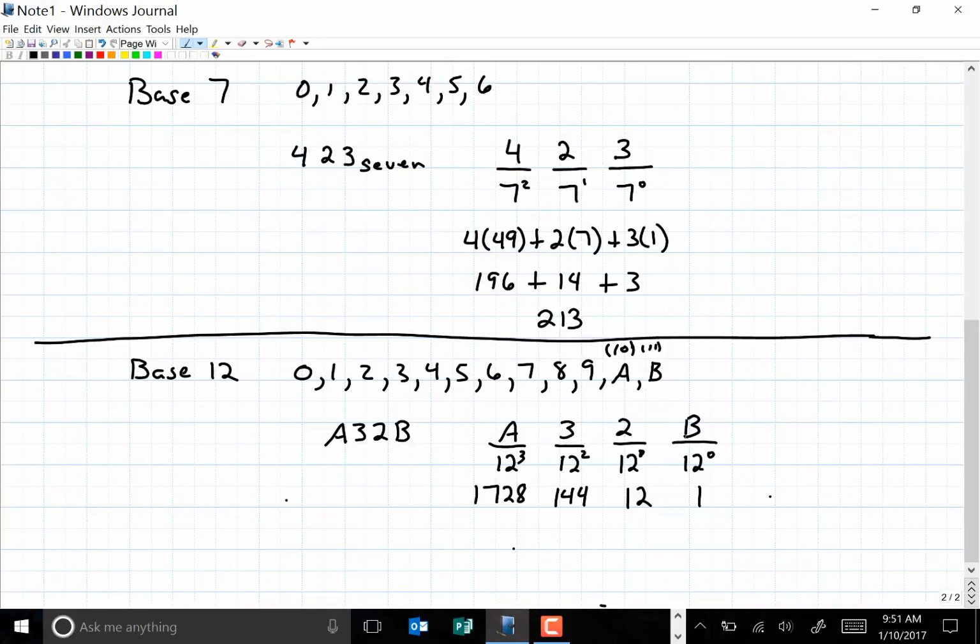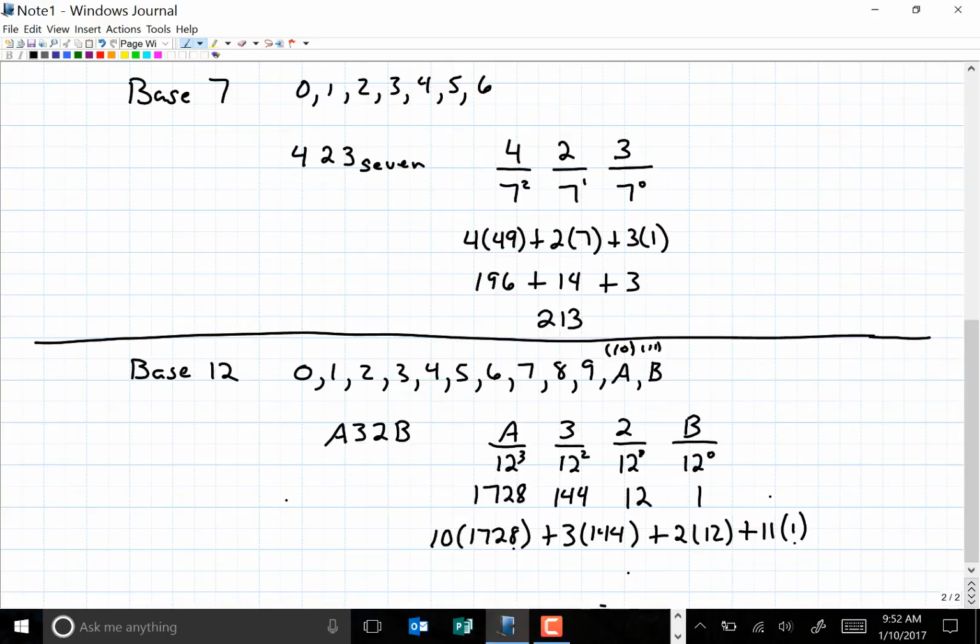So that means that this number here, if I have an A here, a 3 here, a 2 here, and a B here, I have A 1728s, or in other words, A represents 10, right? So if I want to convert this to our system, I have 10 of these 1728s, plus I have 3 of these 144s, plus I have 2 of these 12s, plus I have B, which, remember, B represents the number 11 of these 1s.